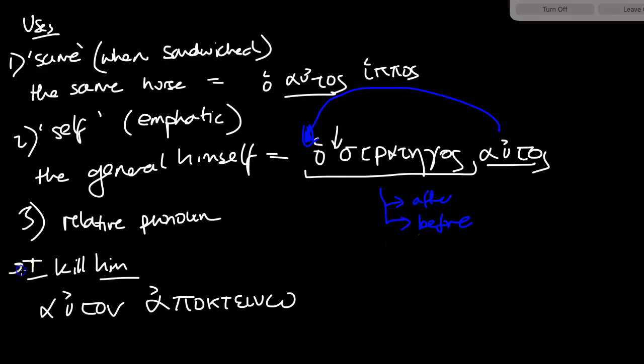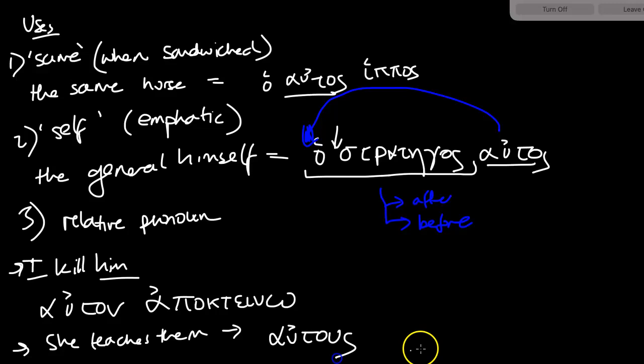We'll do one more example. She teaches them. That would be autous, because it's obviously plural, and it's the object, and then didaskei. And that's really autos for you. There's nothing really more to it.